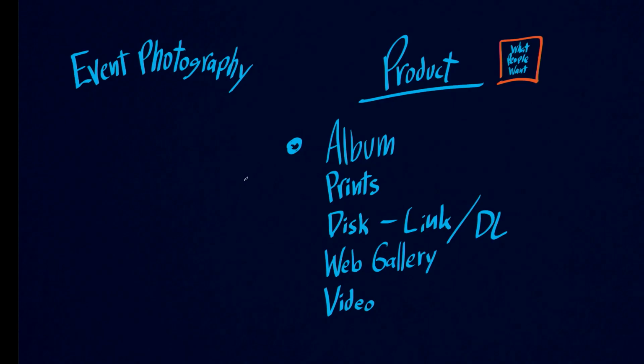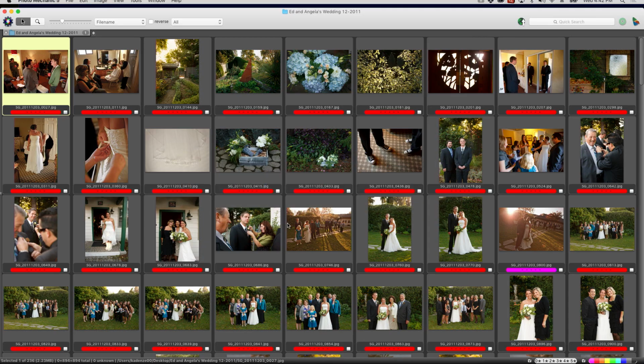So back to the idea of the product in event photography. This encapsulates a lot that we just saw. The albums we just saw, of course. I actually made prints, but there are no prints to show. They would look just like the images that you see in those. But I would like to show the idea of prints by going over to Photo Mechanic here.